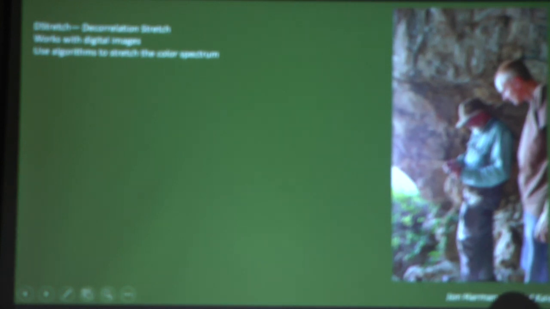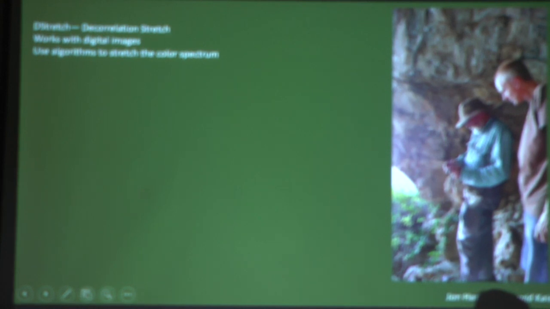DStretch. I want to introduce you to the concept of DStretch, decorrelation stretch. It's a computer program, an app that works with digital images. Stu was a great photographer, and I'm really sorry that I didn't get the opportunity to introduce him to DStretch. He couldn't understand it when I tried to show it to him. He couldn't see well enough to see what was going on with the photos I showed him. But essentially, it works with algorithms to stretch out the color spectrum.